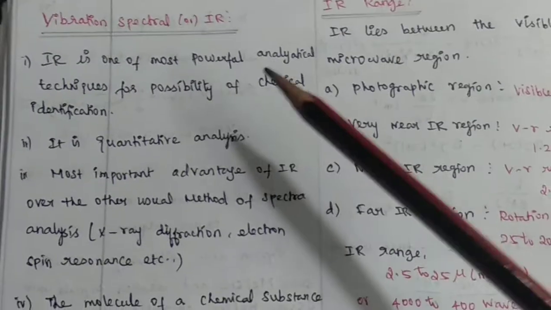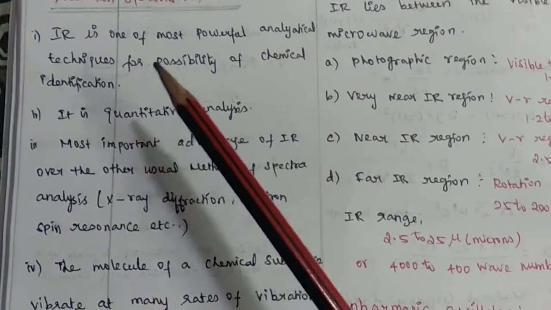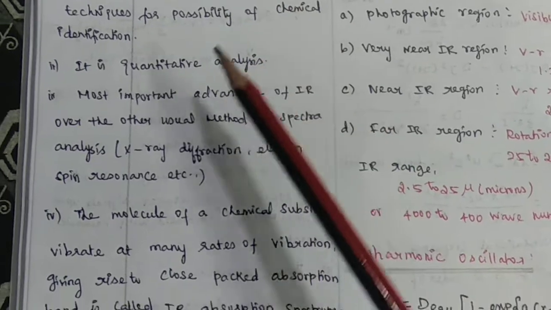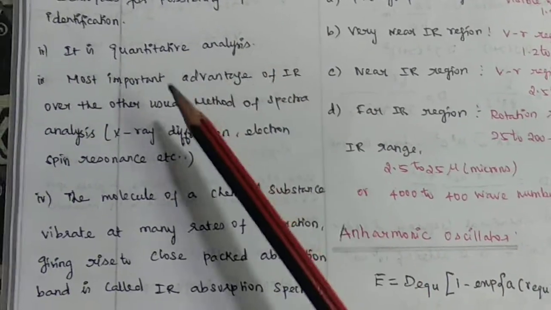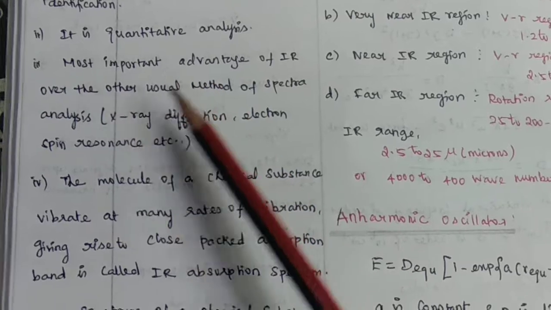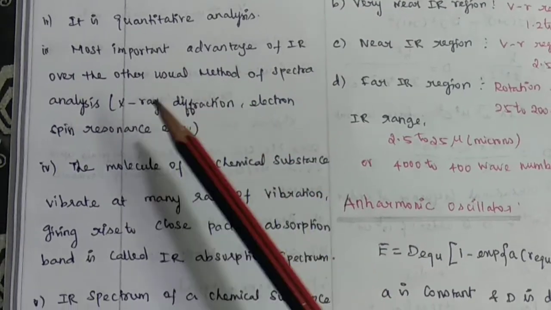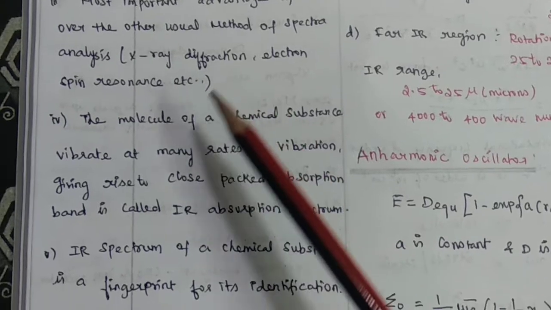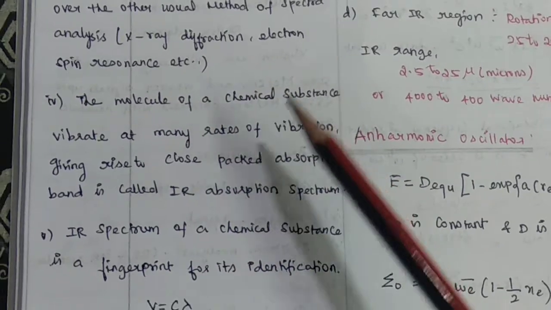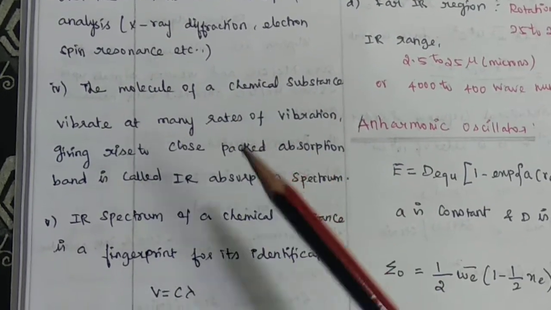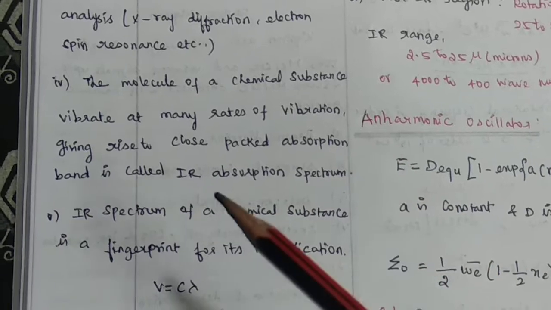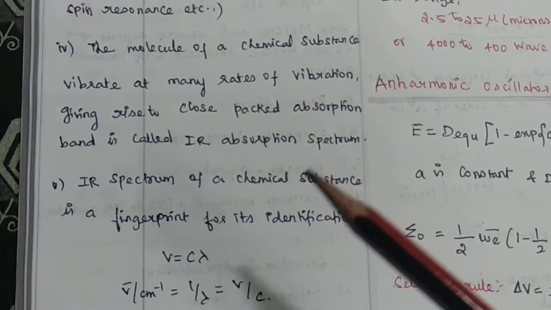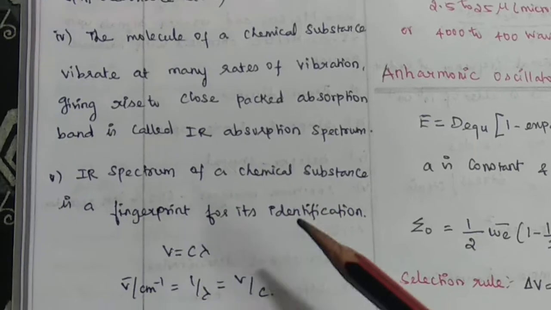So next, vibrational spectra or IR spectra. Vibration spectra is one of the most powerful techniques for chemical identification. It is used for quantitative analysis. In IR, compared to other methods, it is useful along with X-ray diffraction, electron spin resonance, etc. So the molecules of a chemical substance vibrate at many rates of vibration, which give rise to a characteristic absorption called the IR absorption spectrum. The spectrum of a chemical substance is used for fingerprint identification.